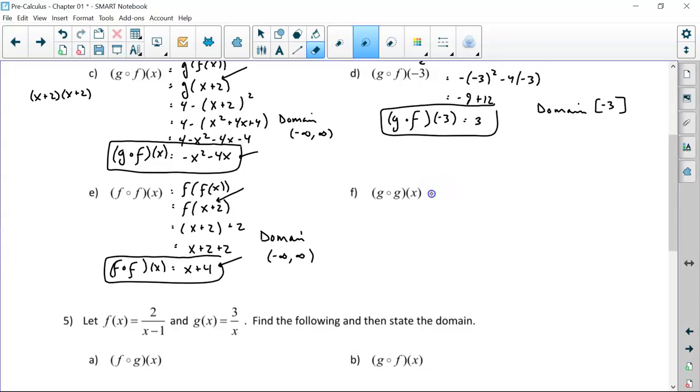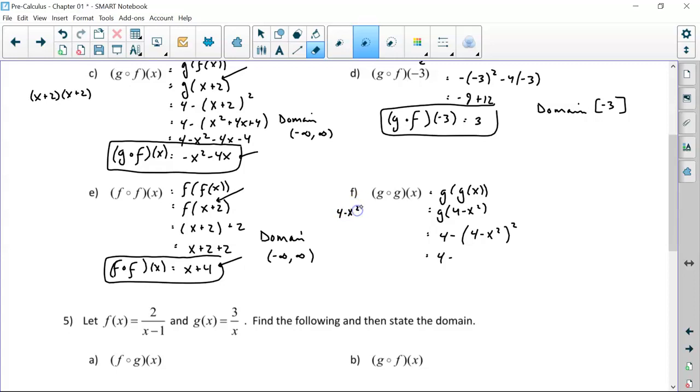G of x. So the function g, 4 minus x squared. So it's g of 4 minus x squared. So it's going to be 4 minus the quantity of x squared. So instead of writing x, we're going to put 4 minus x squared. That's what we're substituting. Careful once again.